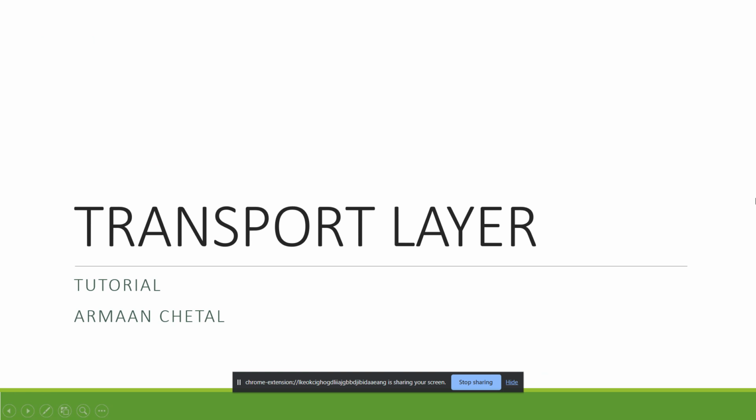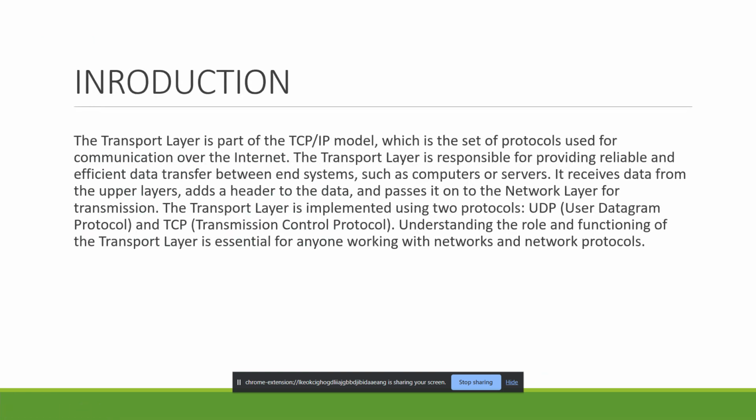This is the tutorial for the transport layer. The transport layer is a part of the TCP/IP model, which is the set of protocols used for communication over the internet. The transport layer is responsible for providing reliable and efficient data transfer between end systems, such as computers or servers. It receives data from the upper layers, adds a header to the data, and passes it to the network layer for transmission.